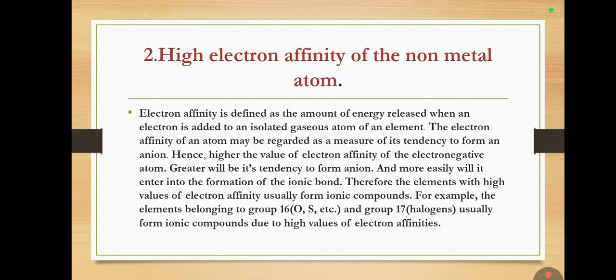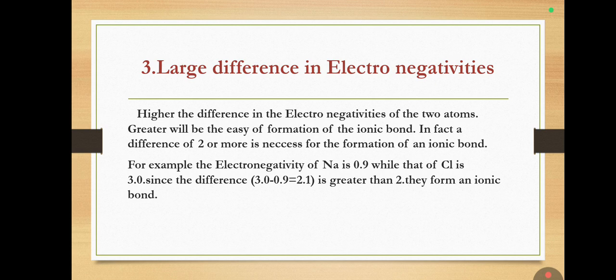Therefore, elements with a high value of electron affinity usually form ionic compounds. For example, the elements belonging to group 16 and group 17, the halogens, usually form ionic compounds due to the high value of their electron affinities. Third one, large difference in electronegativities.